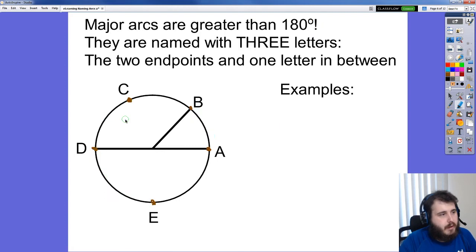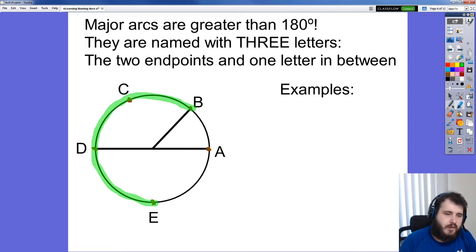All right, so now let's talk about what a major arc is. A major arc is an arc that is bigger than 180. So this arc has more than 180 degrees. It goes bigger than a semicircle. So, for example, let's say we start on B, and we're going to follow the circle all the way to E. Right? It's definitely bigger than 180.